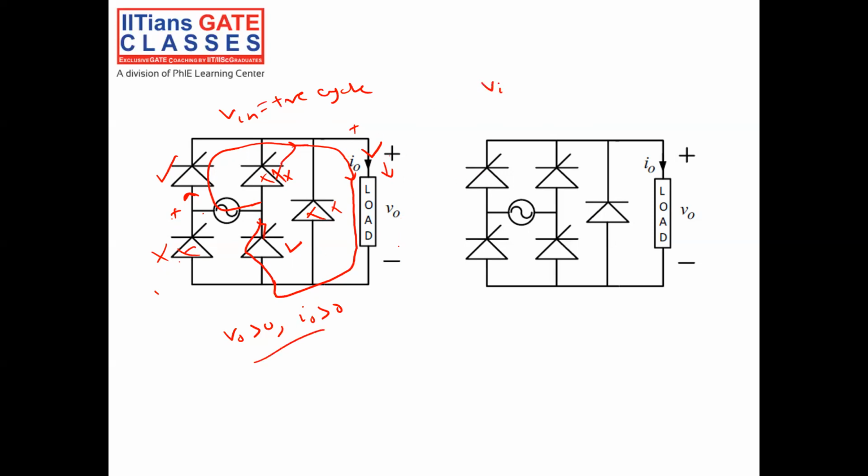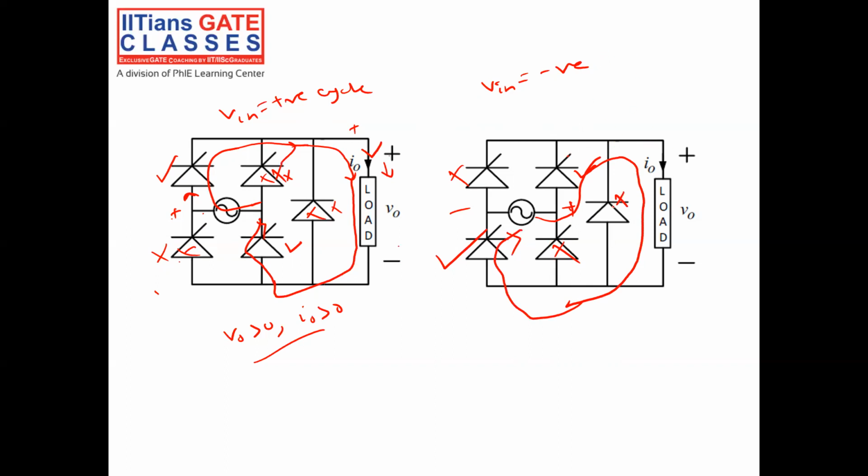When V in is in the negative cycle, this will be negative, this will be positive. When this is negative, this will be off, right? Anode will be negative, so it will be off. This will be on. When it is positive, this will be on, this will be off. So since it's positive, current will go like this. Since this is positive, positive will come here. This will also be off. So current will go like this, and here it cannot go like this because it is off, so it will go like this. So this is the path of the current when V in is negative.